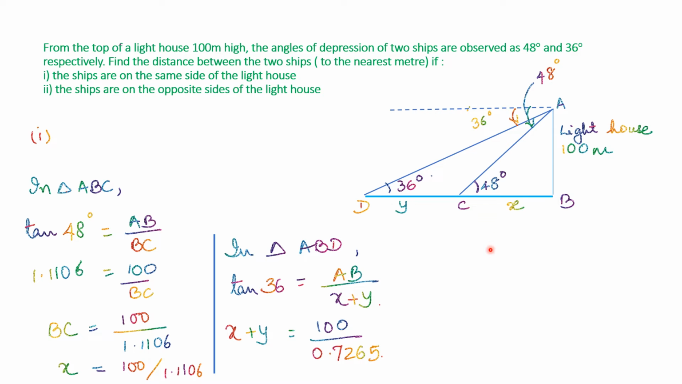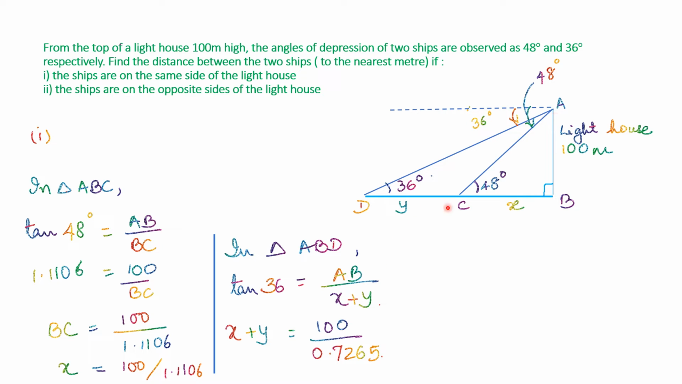Here the ships are on the same side of the lighthouse. Again, you have your lighthouse 100 meters high and you have these two triangles, and this is the right triangle. So you have one right triangle, that is triangle ADB, and the other right triangle, that is ACB. So in triangle ABC, tan 48 is equal to this. Again, I'm leaving it over here, 100 divided by 1.1106.